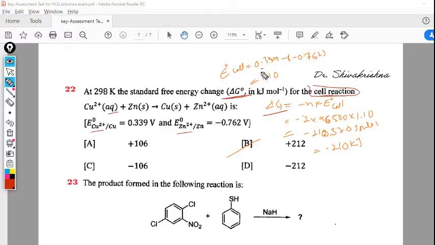The lower potential value will be the anode, and the higher potential value will be the cathode. So it is right cathode minus left anode. So cathode is 0.039 minus the anode, which will give plus 1.10. So delta G is minus nF E0 cell.